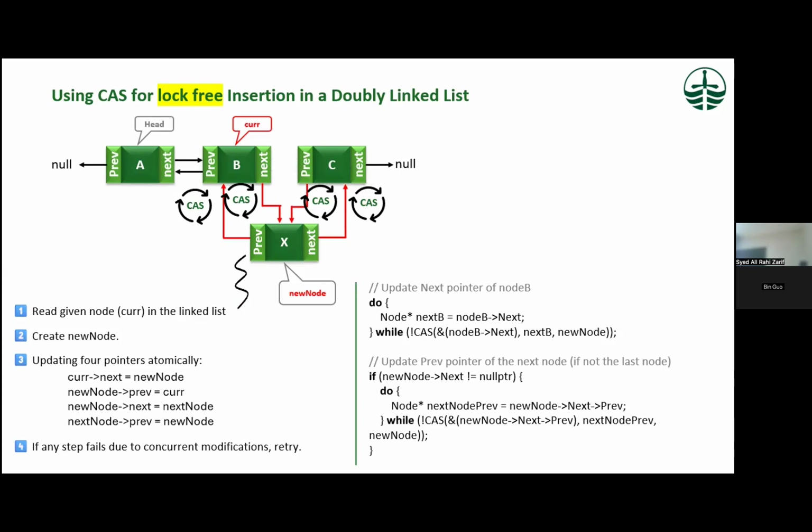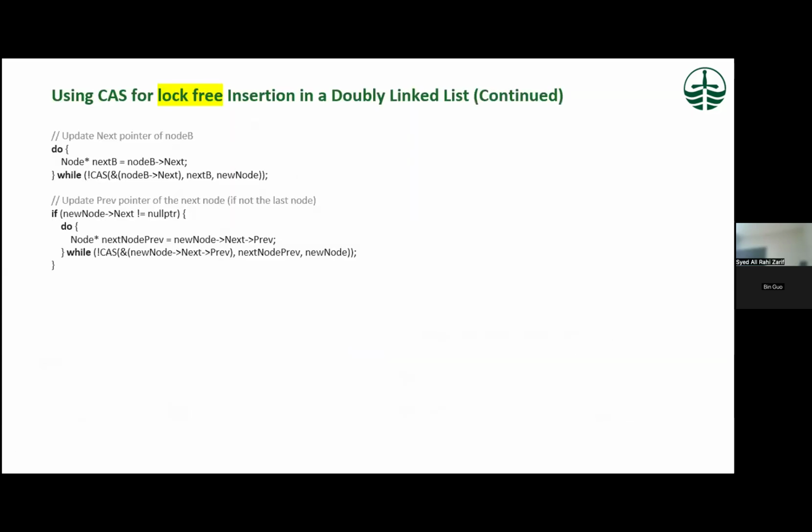If there is a next node, if it is not a null pointer, that means we have to update the previous pointer of C. So we are updating this one here. But we also have to update the previous and the next pointer of X. But the question is, why did we put all of the CAS into the while loop? Because we have to keep retrying if the process is not successful. Yes, good.